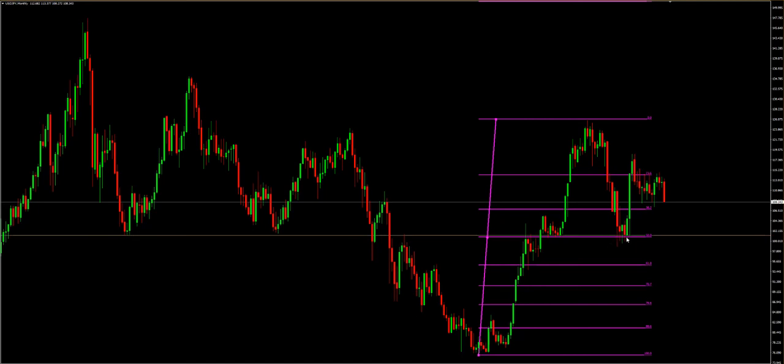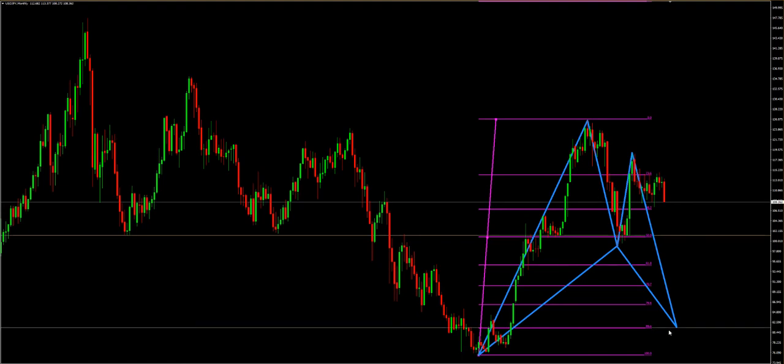So we got a 50% retrace, and that immediately makes me think of the potential for a bat pattern. We get a 50% retrace, we get X to A to B, B to C, and then C to D right down here to this area, which is an 886. And you see that right in this area, this structure right here comes into play.